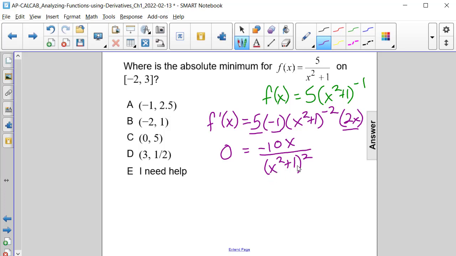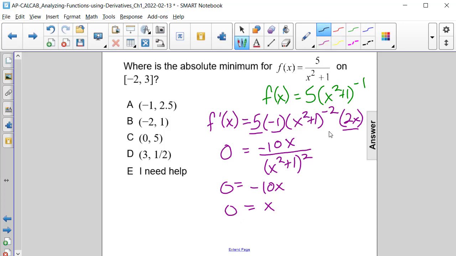First, let's look at the denominator, (x² + 1) quantity squared. Can that ever be 0? The answer is no, because even if we put in, say, -1, (-1)² is +1, 1 plus 1 is 2, and then 2 squared is +4. So there is no undefined critical value. We can look solely at the numerator. When -10x is equal to 0, that x value will be 0.